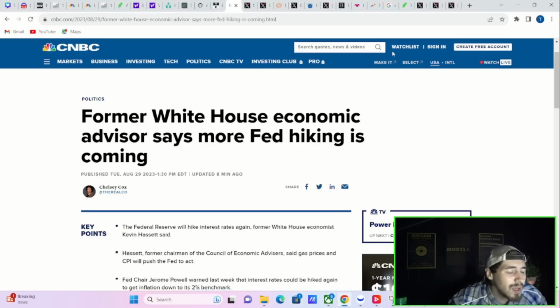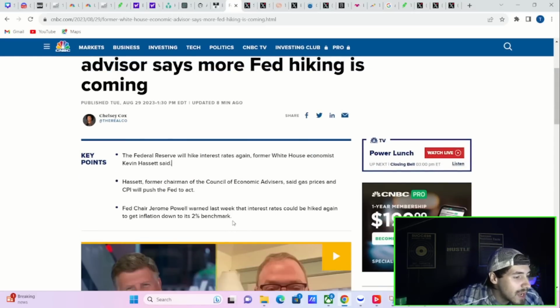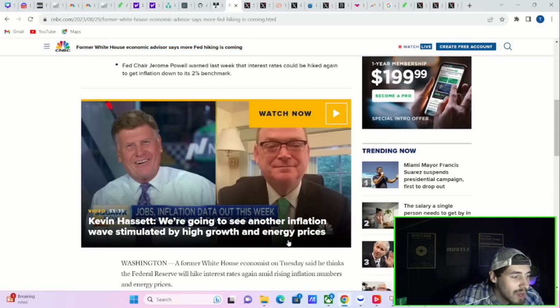And finally, in a little bit of bad news, the former White House economic advisor says more Fed hiking is coming. This is the former White House economist Kevin Hassett. He does say that we're going to see another inflation wave stimulated by high growth in energy prices. I doubt it. But it's a possibility that the Fed does raise rates 1 or 2 more times. But again, it just depends on the data.